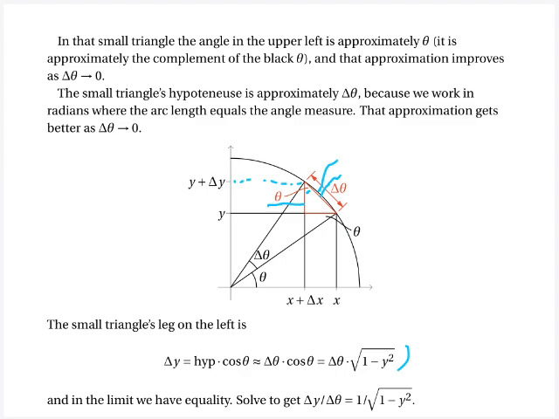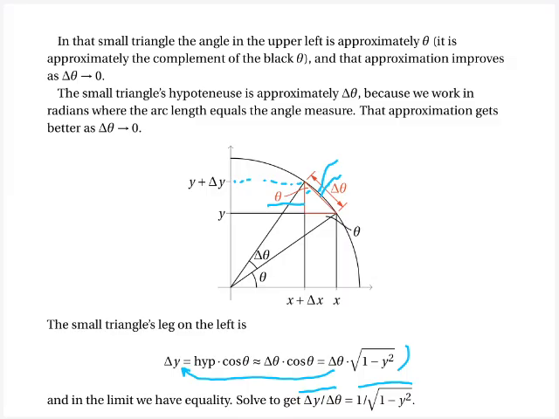So you solve this expression by moving the delta theta over, to get that delta theta over delta y is 1 over the square root of 1 minus y squared.